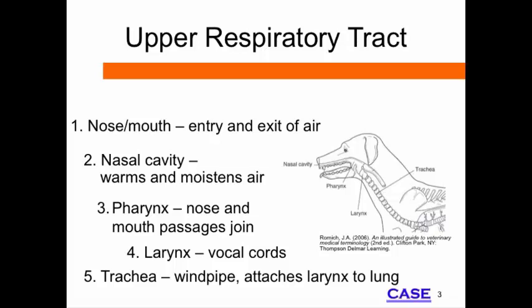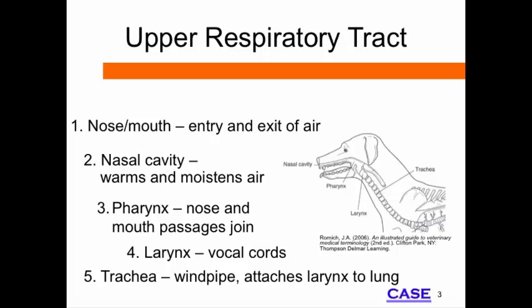The pharynx is the joint passage of the respiratory and digestive tracts, commonly referred to as the throat. It is also where the nasal and mouth passages join. In the pharynx, the epiglottis is a small flap that closes the passageway to the lungs, forcing food down the esophagus to the stomach. The epiglottis opens to allow air into the lungs. The larynx connects the pharynx to the trachea. It is also the site of the vocal cords, which produce sound.